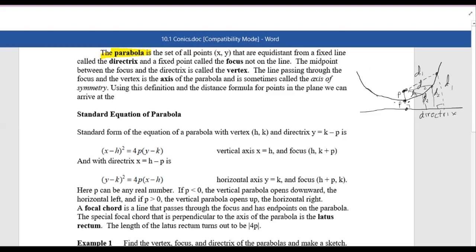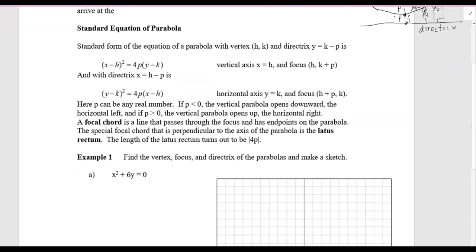Okay, so that's what forms a parabola. Now, these things can be rotated or turned sideways or turned upside down, whatever it might be. We're going to focus on vertical and horizontal parabolas in this section. So this is our standard form that we have right now. This is a directrix. Vertex is that point here, in this case, the very bottom of the curve.